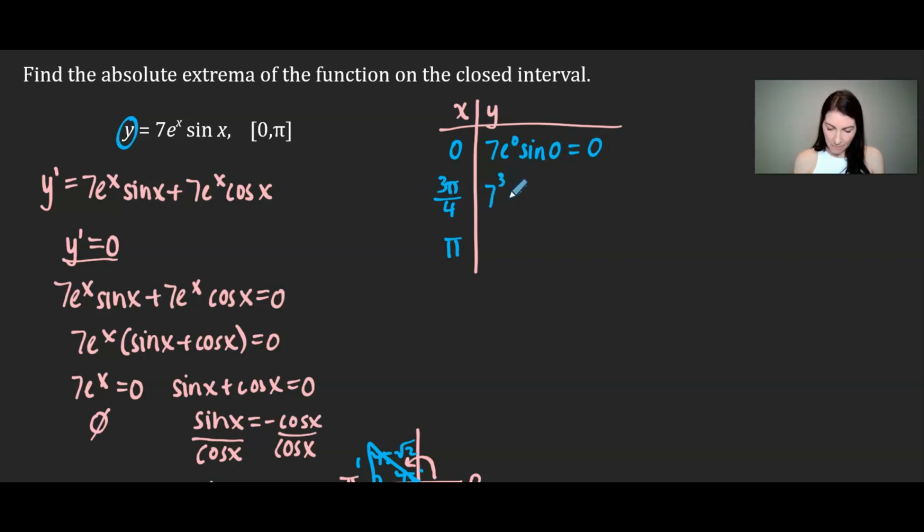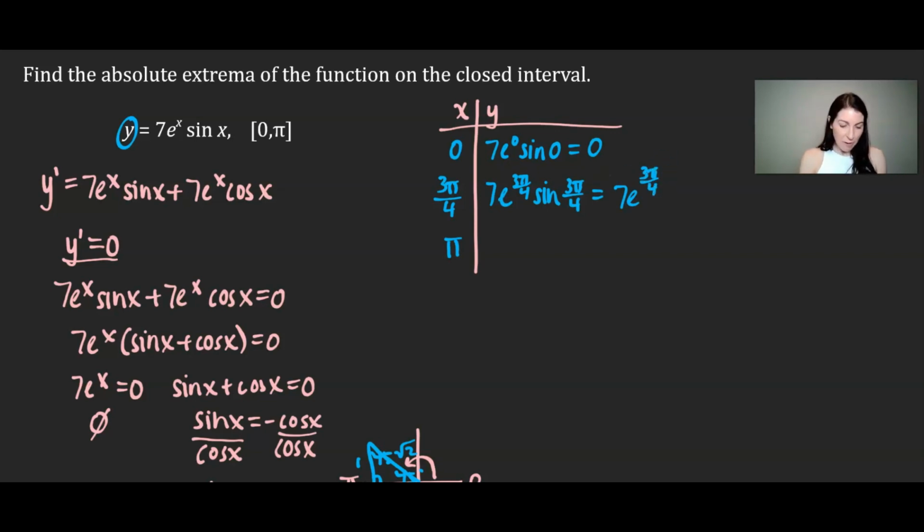Whoops, I forgot the e. Let's back up. Erase this. All right, 7e to the x, which is 3 pi over 4, times sine of 3 pi over 4. And if I don't know what e to the 3 pi over 4 is, which I definitely do not, I just keep that as is, 7e to the 3 pi over 4.